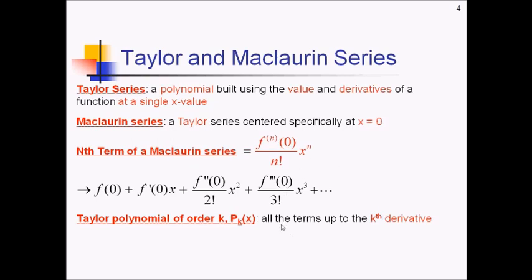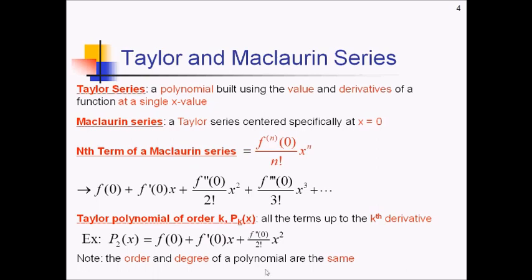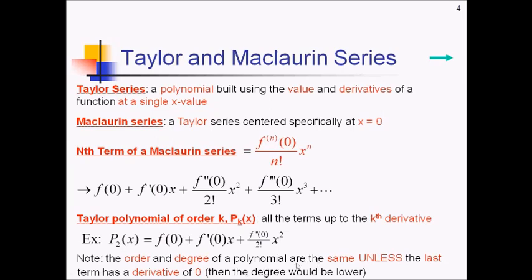We're just stopping somewhere. For example, if I had p sub 2 of x, I would be essentially talking about these first three terms up to this second derivative here. Now, I want to be careful and really define this order thing as having to do with the derivative and not necessarily the power. In general, the order and degree of a polynomial will be the same unless your last derivative has a value of 0. Like if you had f quadruple prime of 0 was actually 0, then you wouldn't see the x cubed, and then your degree would actually be one lower than your order.